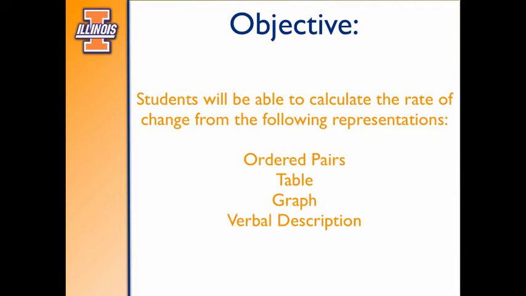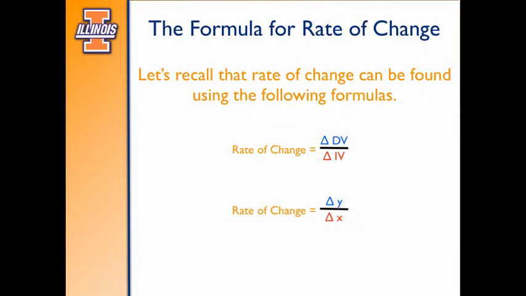At the end of this video, students will be able to calculate the rate of change from the following representations: ordered pairs, table, graph, and a verbal description. Let's recall from the last video that rate of change can be found using the following formulas: delta DV over delta IV, or delta y over delta x.